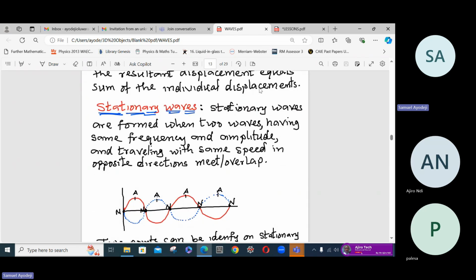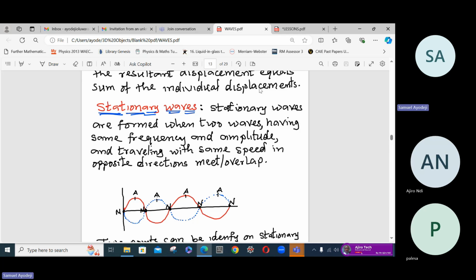So the next thing: when waves are superimposed, there are two phenomena that can occur. Number one is called the formation of a stationary wave. These stationary waves are a result of superposition of waves. Am I communicating? Are we together? Yes, sir. Okay, fine. That's called a stationary wave.